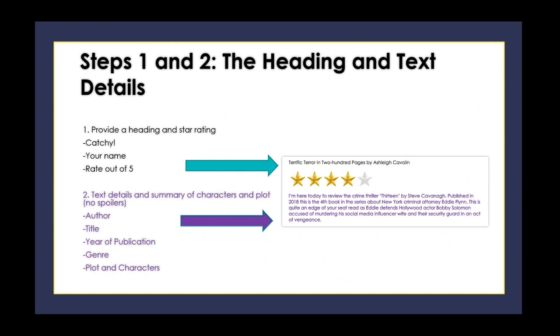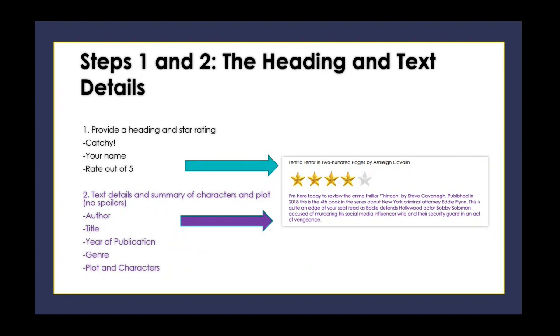Step 1, include a catchy heading and star rating. Let's look at my title. It says Terrific Terror in 200 Pages by me, Ashley Cavanagh. It's my review. Then how many stars? We can see I've given this book 4 out of 5 stars. We can then assume that this will be a positive review.